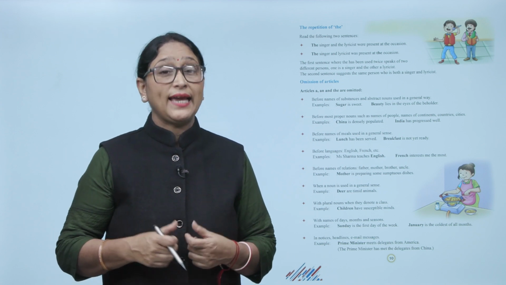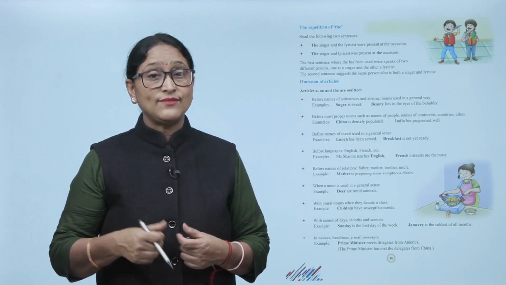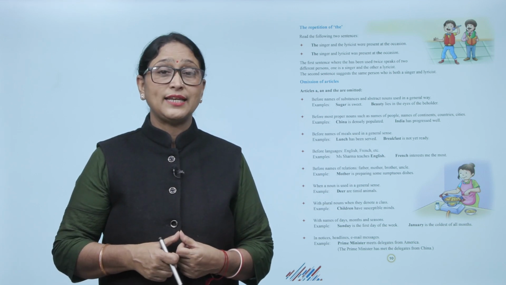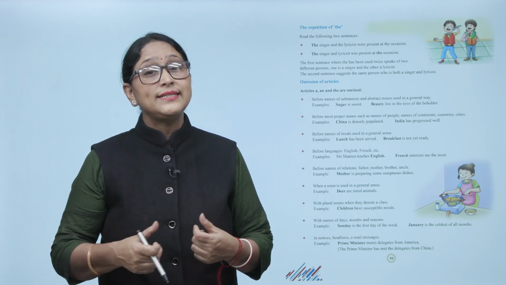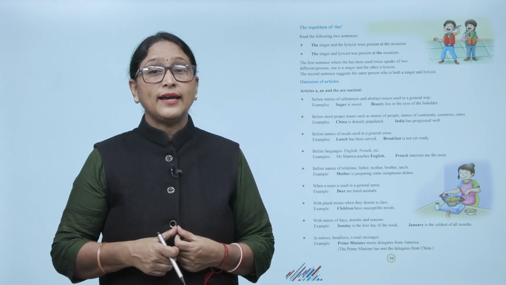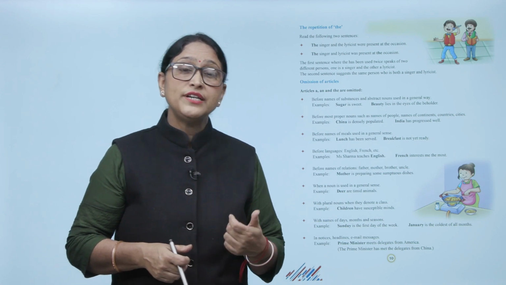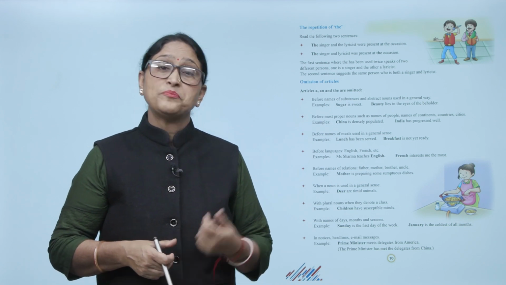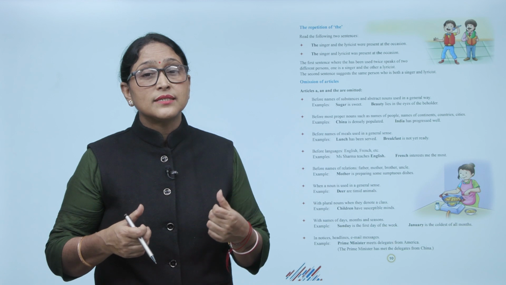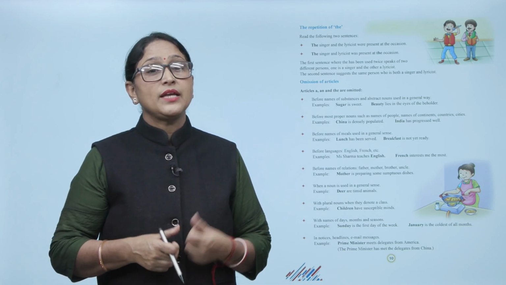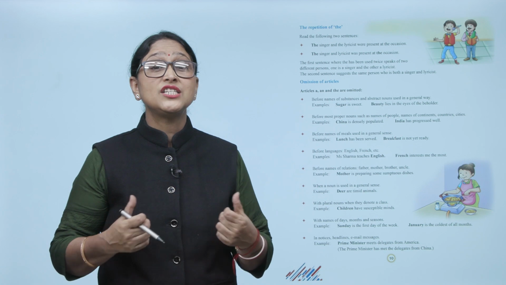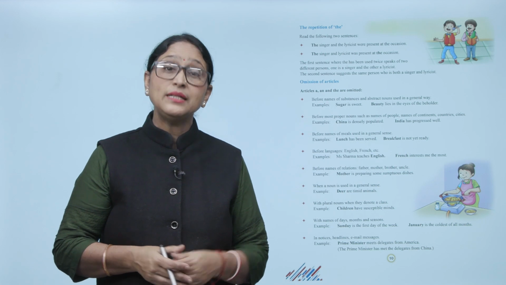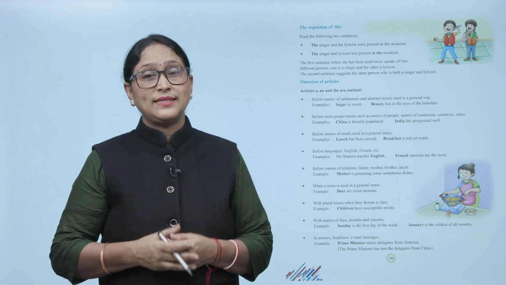Before languages, English, French, etc. अगर languages English, French etc. इस तरह की use की गई हैं तो उससे पहले भी article का use नहीं करेंगे. Example: Mr. Sharma teaches English. French interests me the most. Before names of relations: father, mother, brother, uncle. Example: mother is preparing some sumptuous dishes. When a noun is used in a general sense, अगर noun general sense में use किया है तो भी article का use नहीं करेंगे. Example: children have susceptible minds.